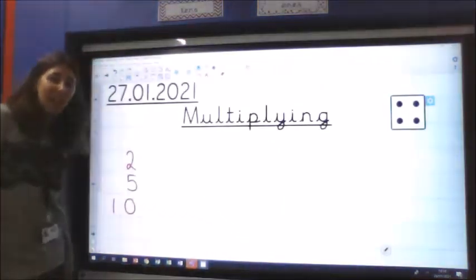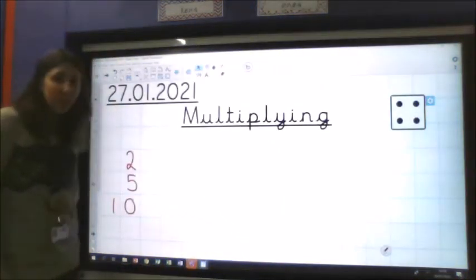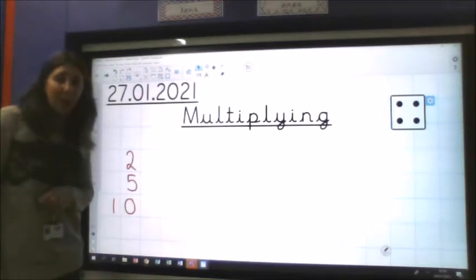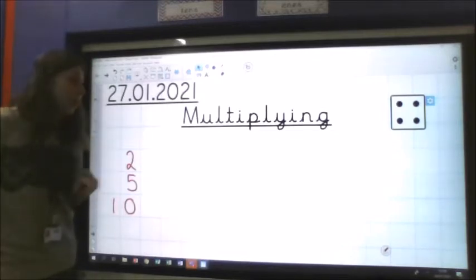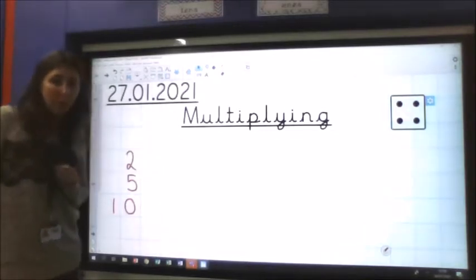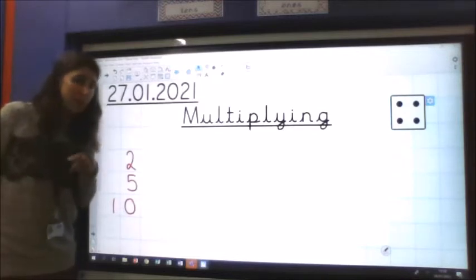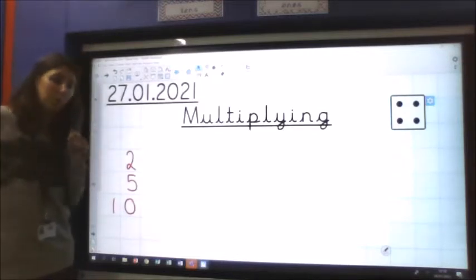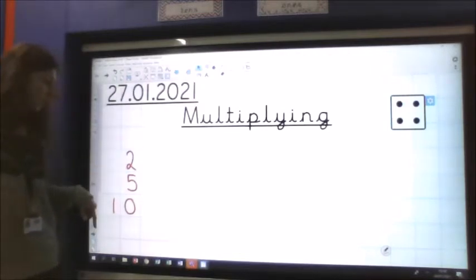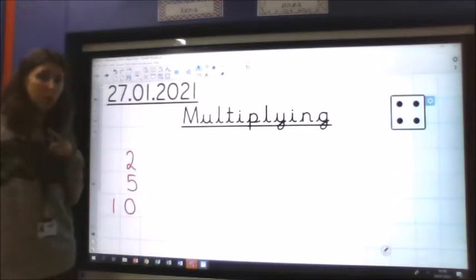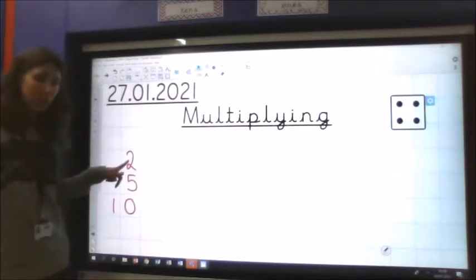It's Mrs. McNulty on Wednesday, the 27th of January, and we are here with maths, and we are going to be working from the Year 2 maths workbook today. Okay, so we're carrying on with multiplying, and I thought just to get our brains in gear thinking about our multiplying, we're going to start by practicing counting in twos, in fives, and in tens. Okay, so we'll do it all together, starting in twos.